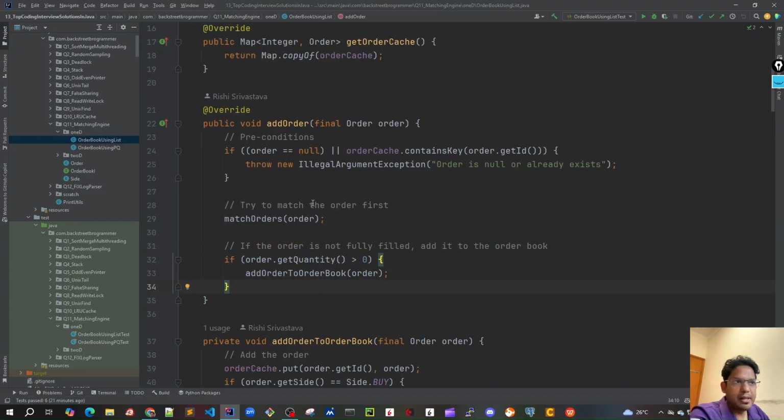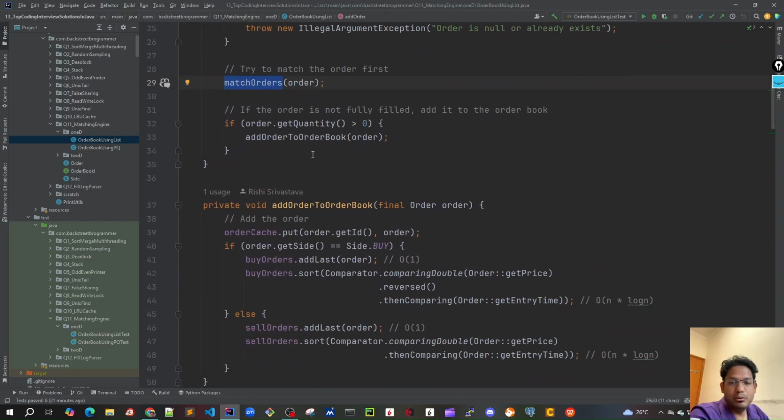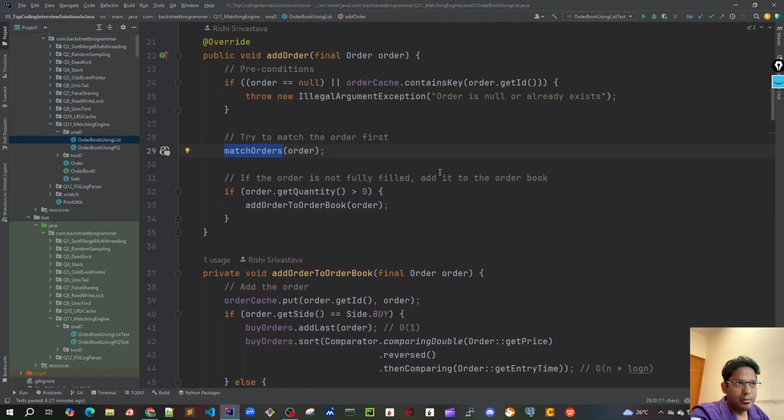So as our improved algorithm, whenever we receive a new order, we will try to match the order first. And if the order is not fully filled, only then are we going to add it to the order book. So this optimization is done. There are some other follow-up questions, such as displaying the market data level and adding functionality for cancellation or amendment of orders, which we'll discuss later on. But in this, we just optimized our basic steps for matching.